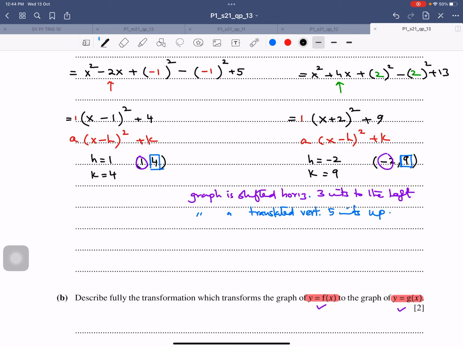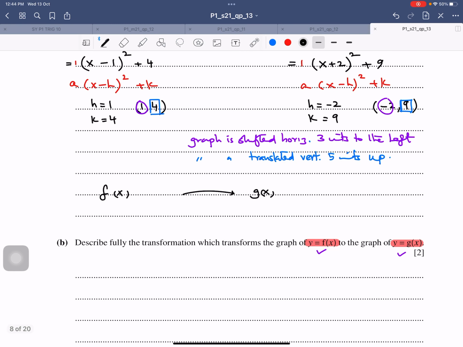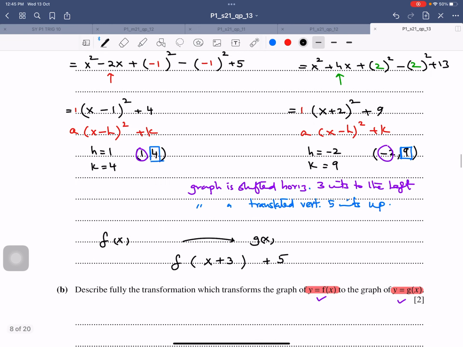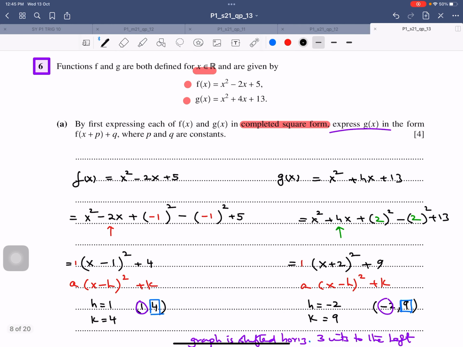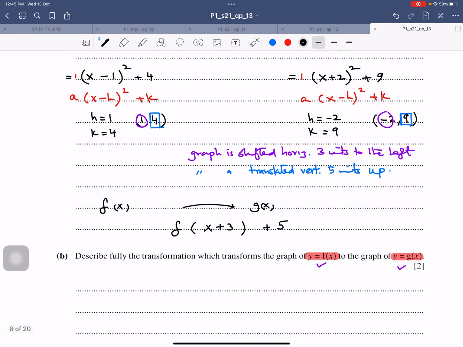That means, how can I say this? I can say that f(x) is becoming g(x), and in the equation of f(x), what I am doing is f(x something) and plus something. That plus something is easy to write, which is 5. And over here, it's 3 units to the left, so this is plus 3. So the graph of g(x) is f(x plus p) plus q. So this is the value of p and this is the value of q.